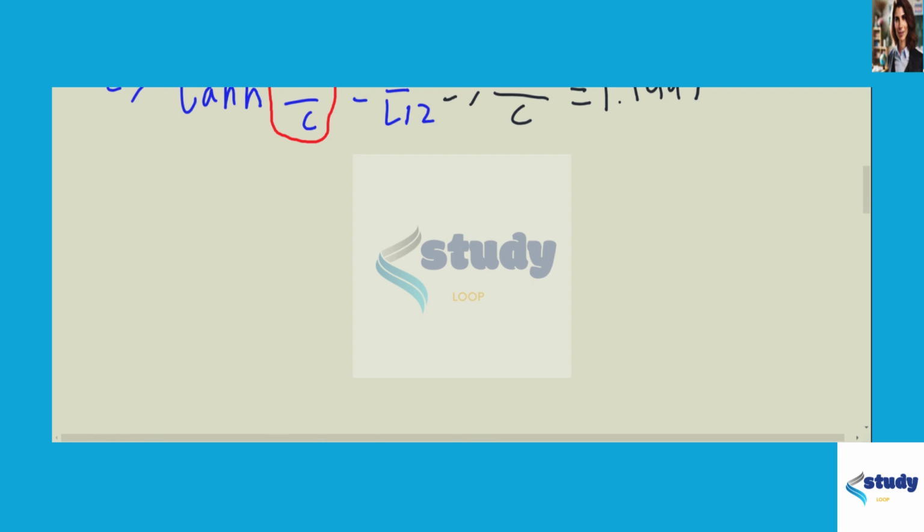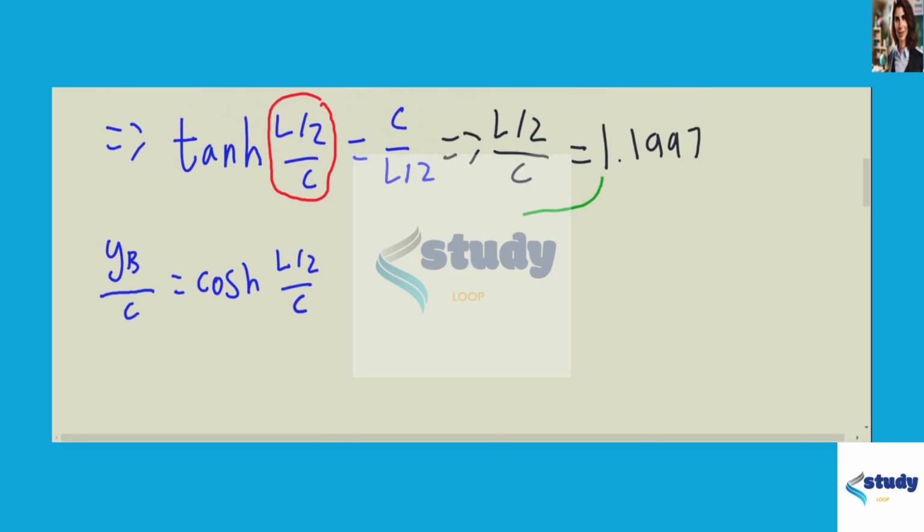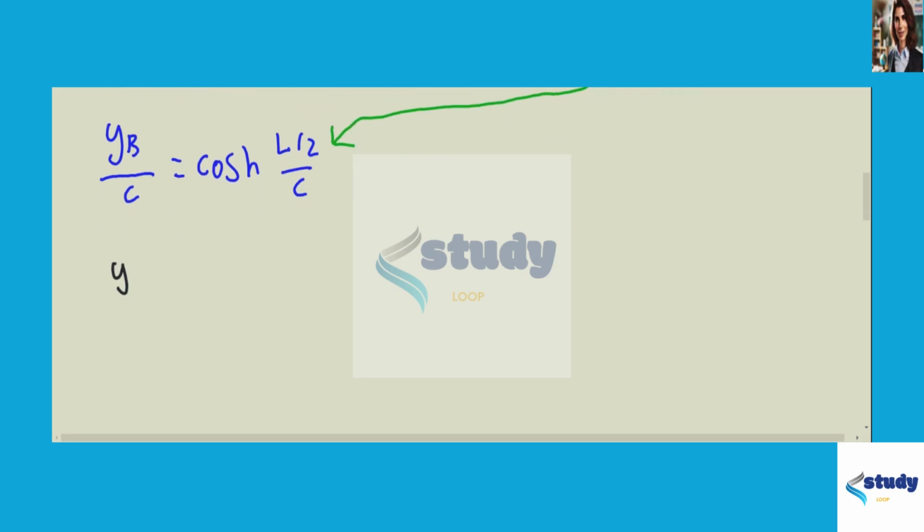So I'm going to rewrite that equation and divide both sides by C, and we're left with the hyperbolic cosine of L over 2 divided by C. So we now take this number here and plug it into this term here. So we'll have y of B over C is equal to the hyperbolic cosine of 1.1997, and that will give us an answer of 1.8102.